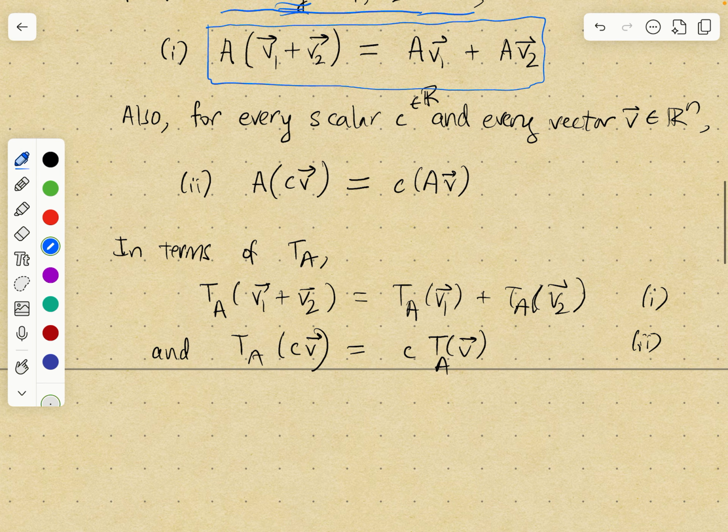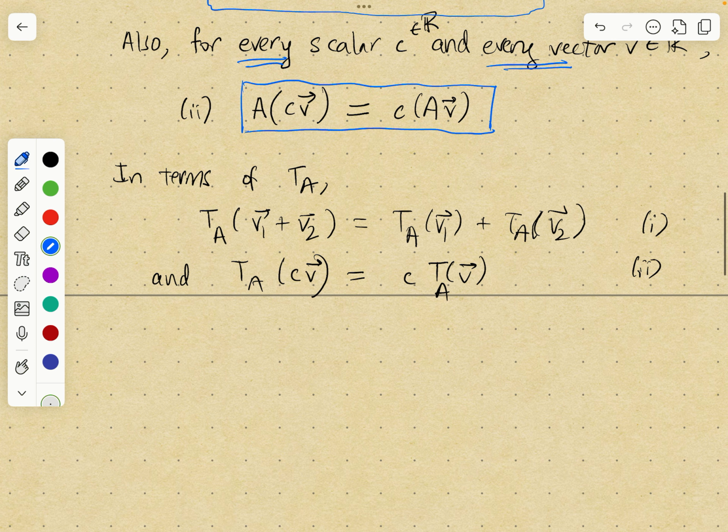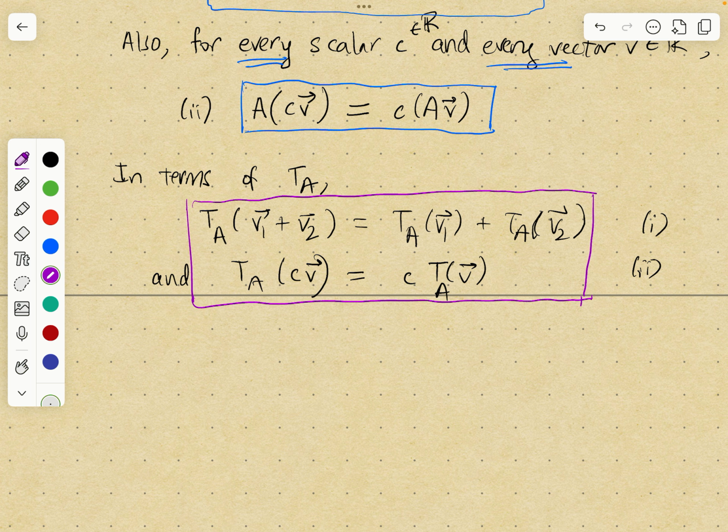And similarly for the second one, it's for every scalar C and for every vector V in Rn, the second equation is true. Again, it's not that sometimes the thing on the left matches the thing on the right, it's that every single time the thing on the left matches the thing on the right. And similarly for these two, right? These two equations are true no matter what your V1 and V2 are, as long as they're in the domain, and it doesn't matter what C is, as long as it's a real number, and then it doesn't matter what V is, as long as it's in the domain. This equation is always true.